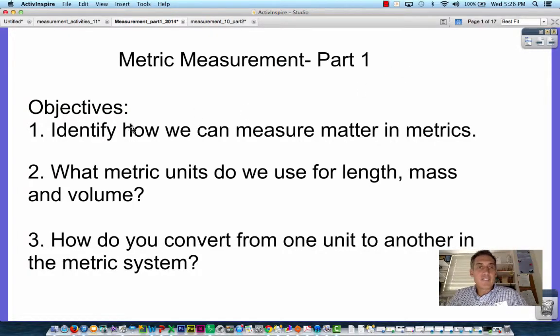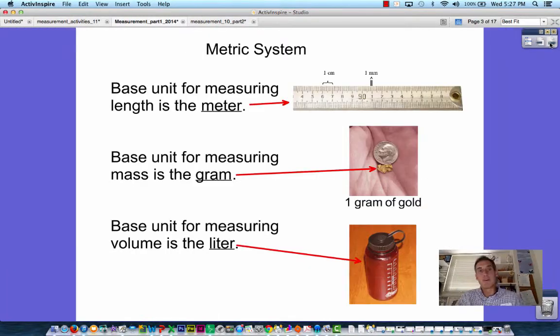Here are the objectives. Identify how we can measure matter in metrics. What metric units do we use for length, mass, and volume, and how can we convert from one unit to another in the metric system? And remember that we are using the metric system in the science lab. Inches, feet, yards, dirty words in the science.